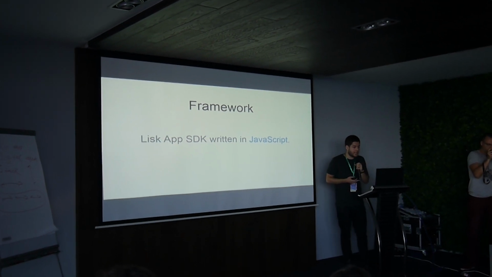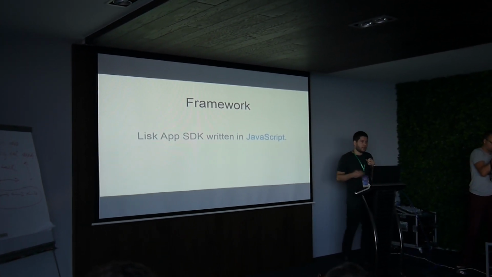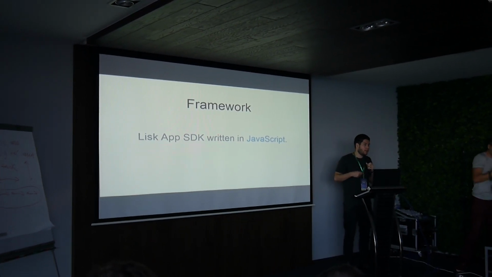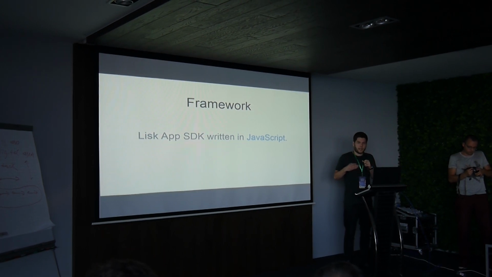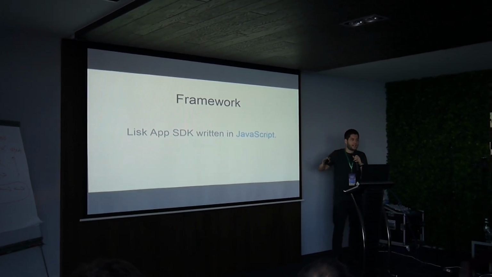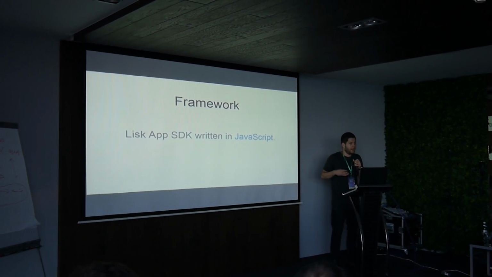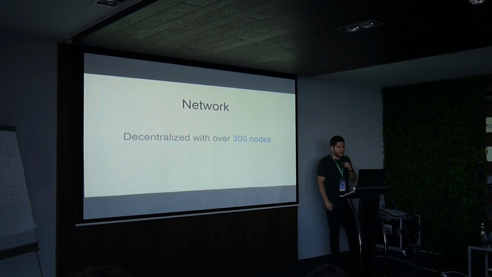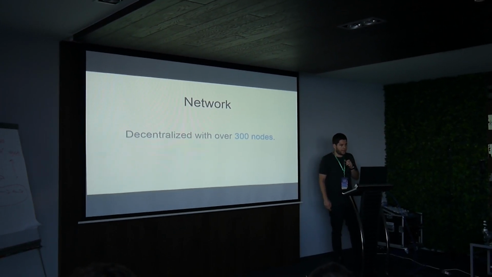It's the Lisk app SDK. It's written in JavaScript, and it allows the deployment of sidechains. It allows the development of the backend and the frontend of an app. It allows you to set up API calls, and it takes care of all the complex parts in the background, like peer-to-peer and networking and consensus and so on. It has a network. It's live for about 6 weeks now and already has over 300 nodes.